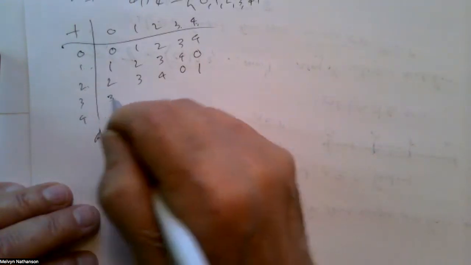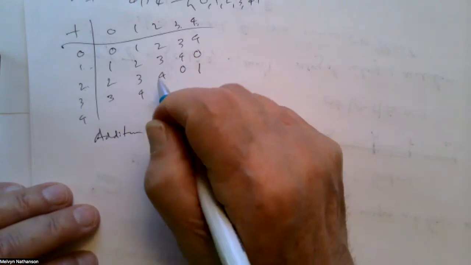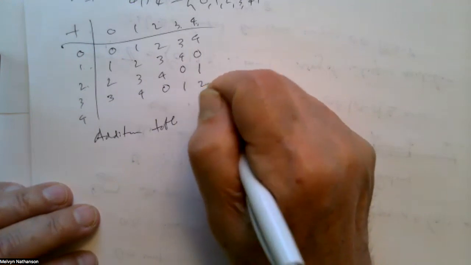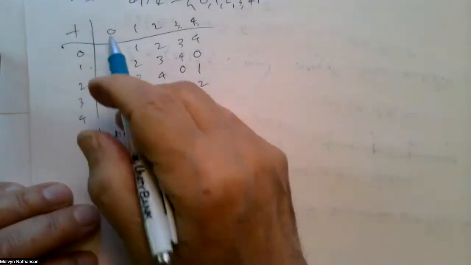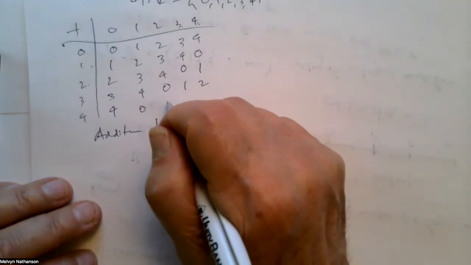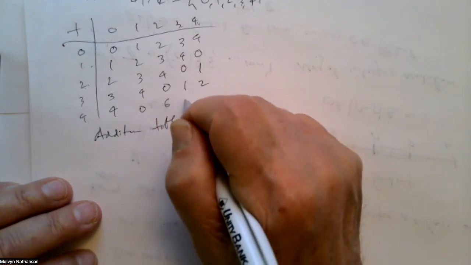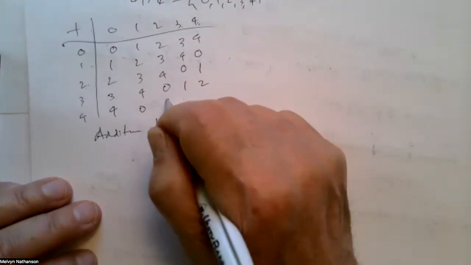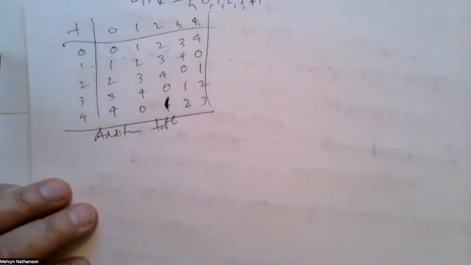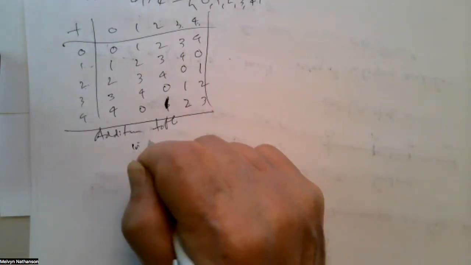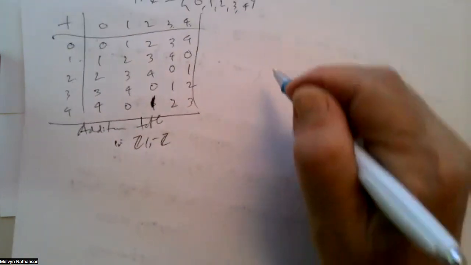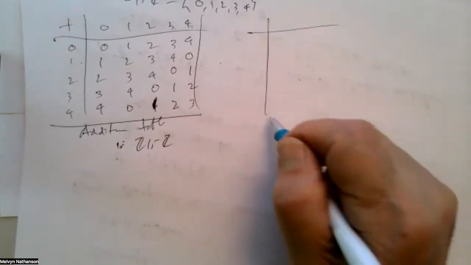3 plus 0 is 3. 3 plus 1 is 4. 3 plus 2 is 5, which is 0. 3 plus 3 is 6, which is 1. 3 plus 4 is 7, which is 2 mod 5. 4 plus 0 is 4. 4 plus 1 is 5, which is congruent to 0. 4 plus 2 is 6, congruent to 1. 4 plus 3 is 7, congruent to 2. And 4 plus 4 is 8, congruent to 3. So that's the addition table in Z mod 5Z. What is the multiplication table?